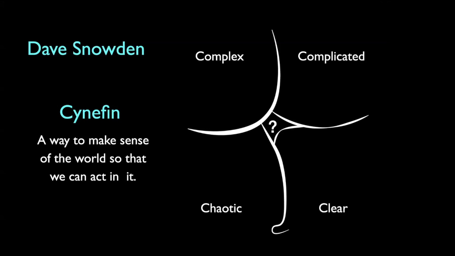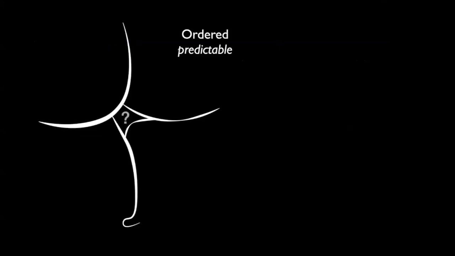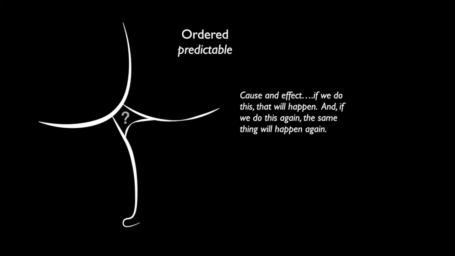So you can see the diagram on the right-hand side of the page, and there are 5 domains in CYNIFEN, and I'll talk about them in just a little bit. We'll start with the part on the right, and that's the ordered and predictable world. In the ordered and predictable world, there's a cause and effect to everything. If you do this, then that will happen. And if you do this again, then that will happen again. And it's not good or bad, it's just one way of making sense in the world.